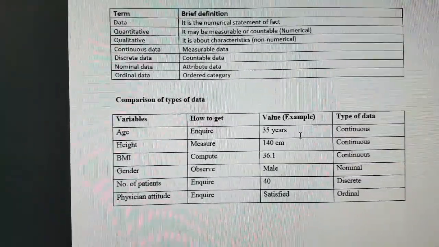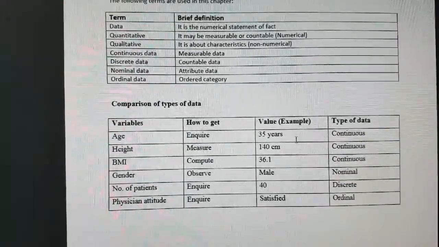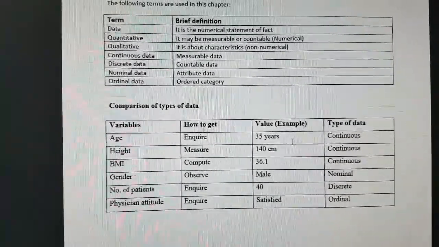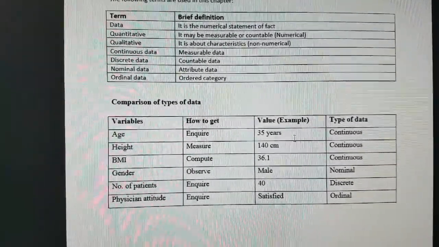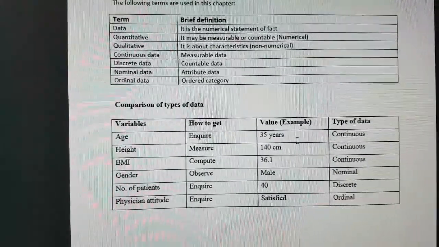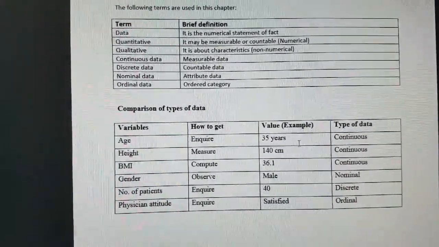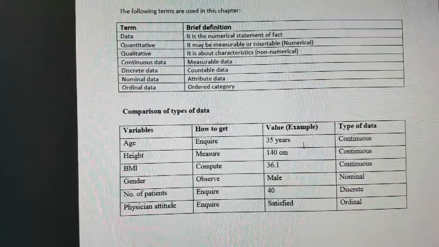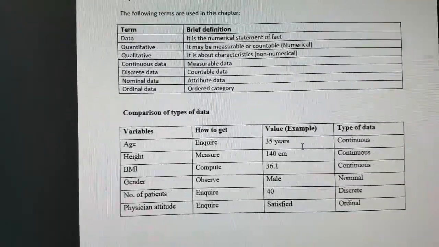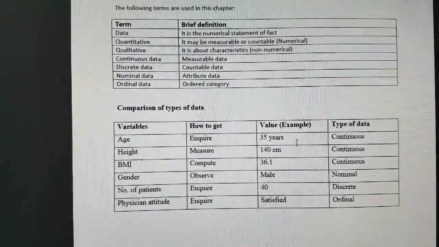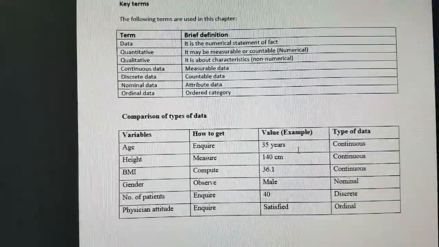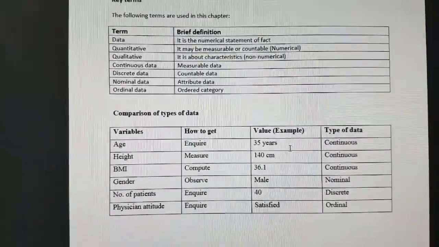The next one is gender. Gender, how to get? Just observe. For example, male. So gender is categorical and there is no order. So it comes under which one? Unordered, nominal data.